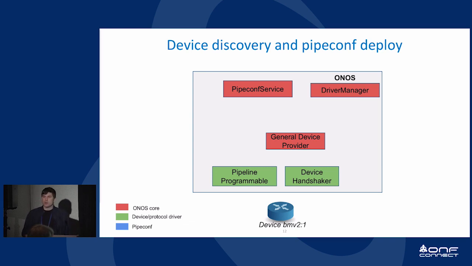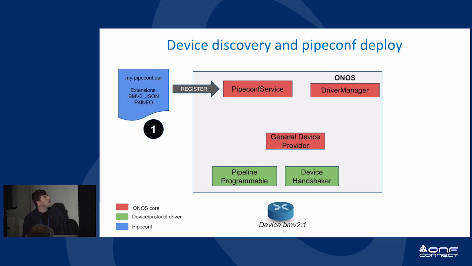So how do you discover and deploy a given P4 program to a device? The red blocks are ONOS core components, the green ones are device drivers, and the blue ones are Pipeconf elements. The first thing you need to do is register the Pipeconf to the system. In this case, we are registering a Pipeconf called myPipeconf that provides two extensions: the P4Info, which is always required to generate a pipeline model, and some other extensions. Here we provide the BMV2 JSON, meaning that we can use this Pipeconf to program the BMV2 software switch, but you could also provide extensions for other targets, say Tofino, FPGA, or something else.